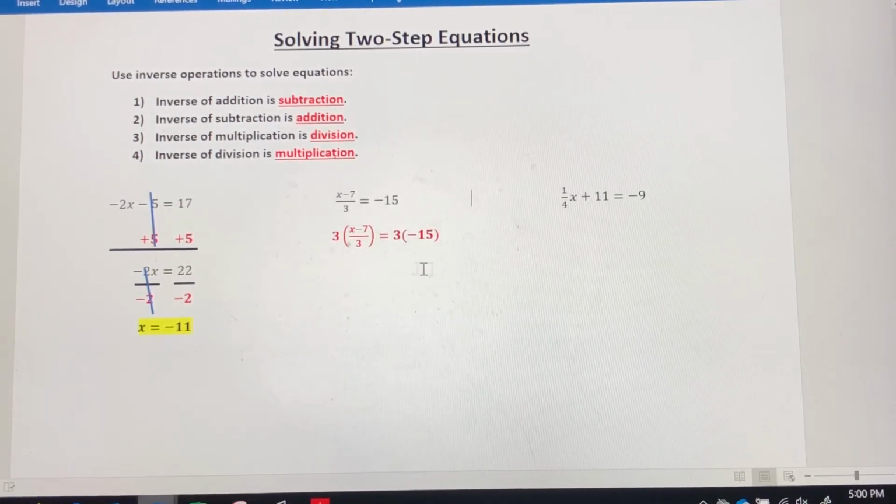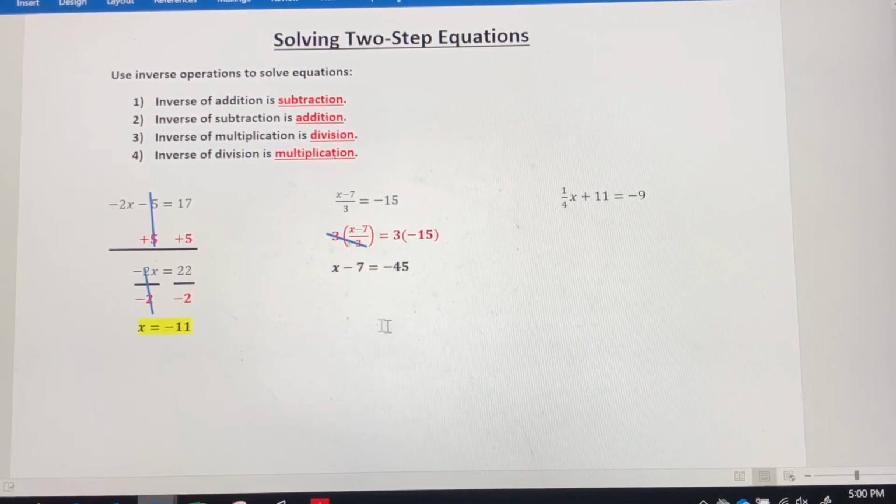On the left side, those 3's are going to cancel out. So I've undone the dividing by 3 by using the inverse operation, multiplying by 3. These 3's cancel out, but whatever I do to the left side, I have to do to the right side. So I'm going to multiply 3 times negative 15. What that gives me is x minus 7 on the left side equal to negative 45 on the right side.